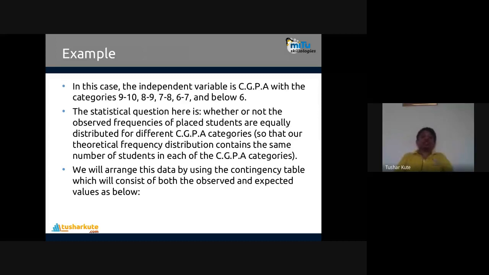Now our statistical question here is whether or not the observed frequencies of placed students are equally distributed for different CGPA, so that our theoretical frequency distribution contains the same number of students for each category. So we will arrange this data by using a contingency table. So the first step is to find the contingency table. What is a contingency table? Okay, what exactly? So this consists of both observed and expected values.